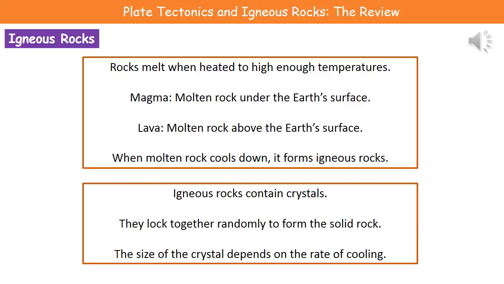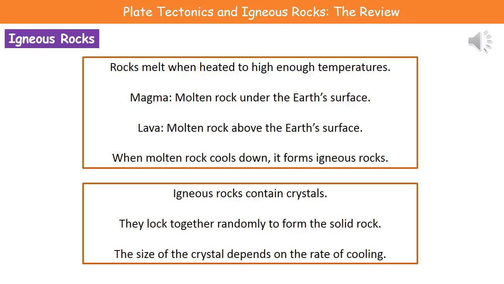Now when that molten rock actually cools down, it forms a type of rock called igneous rocks. And we can see igneous rocks have some very distinctive characteristics. Firstly, they contain crystals. So what we find is that those crystals lock together, and then that means that they're going to form a nice solid rock.